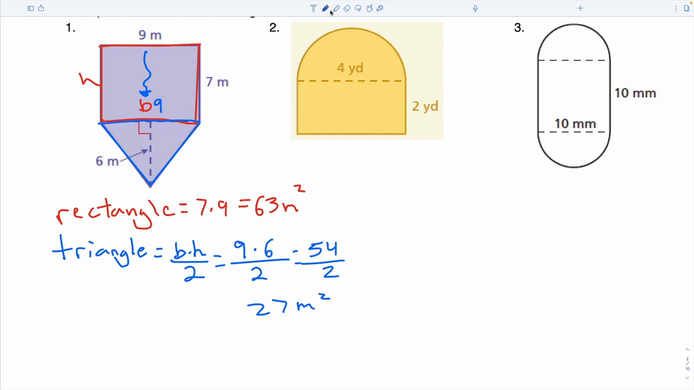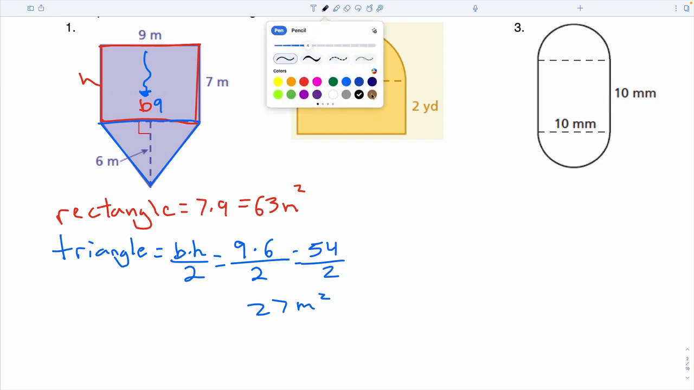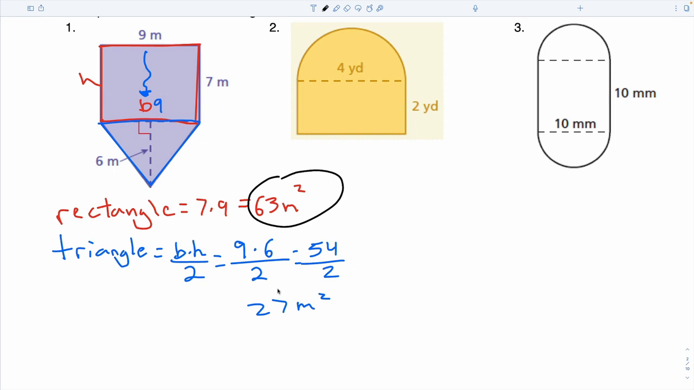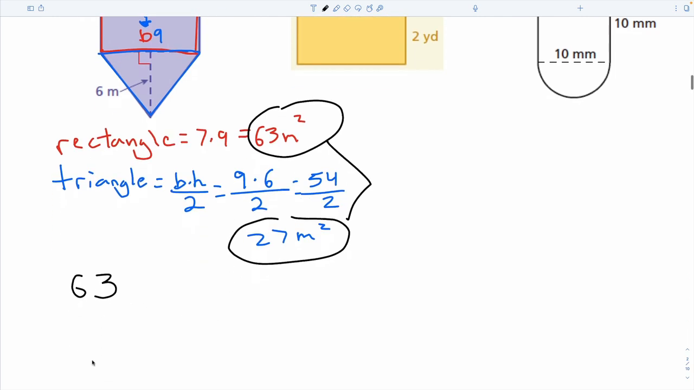Once you have your two different areas of a composite shape, you can add them together. 63 plus 27 is 90. There you go.